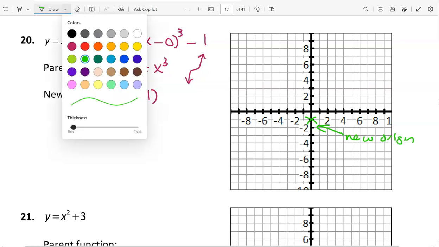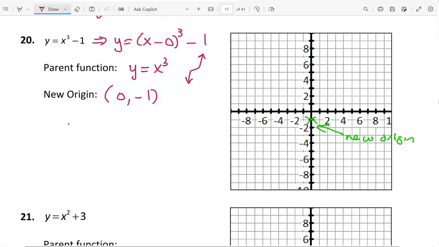And then from the new origin, we can simply graph, using a table of values, if you wish, y equals x cubed. So we need some negatives, 0, and a couple of positives in order to graph this effectively. Negative 2 cubed is negative 8, negative 1 cubed is negative 1, 0 cubed is 0, 1 cubed is 1, and 2 cubed is 8. Now simply graph those points from the new origin.